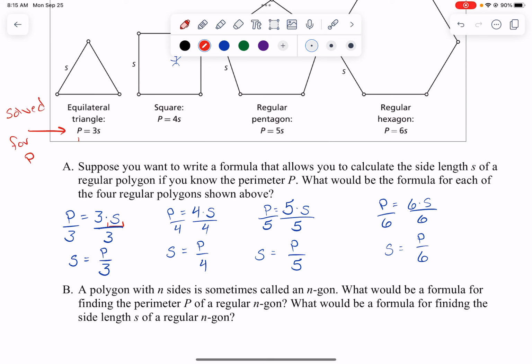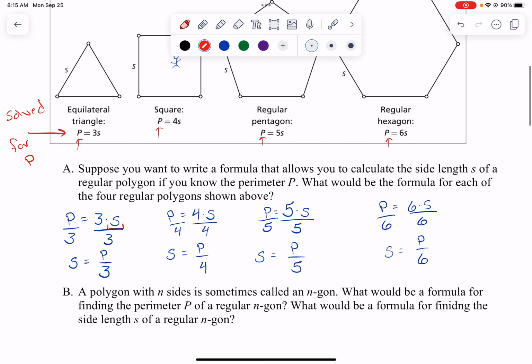What we mean by that is P is on one side all by itself. Now these new ones here are solved for S. Those are solved for S.